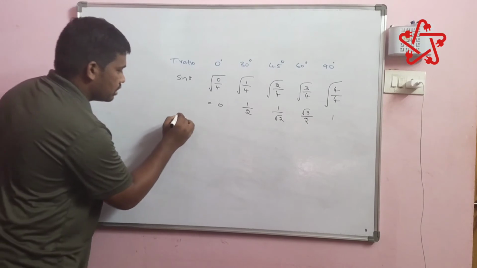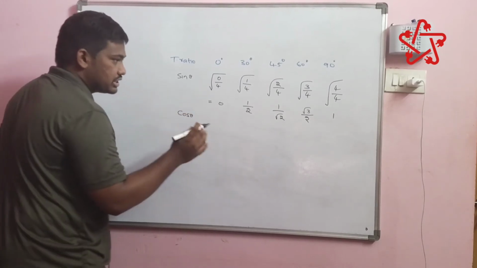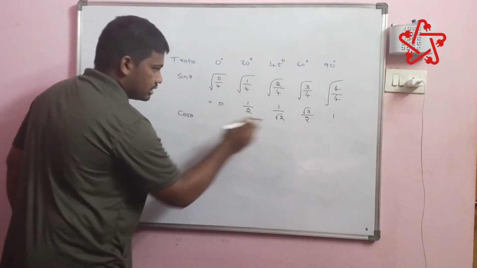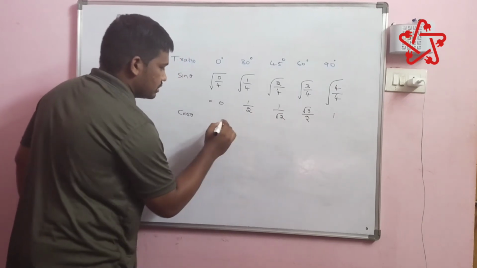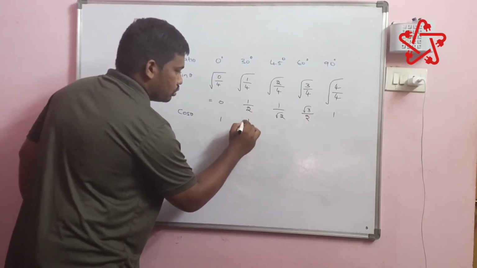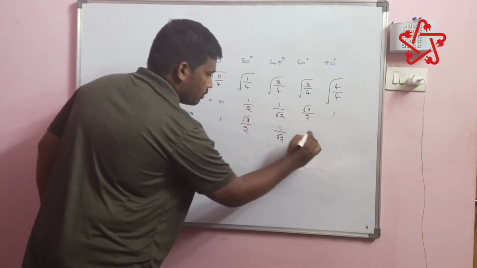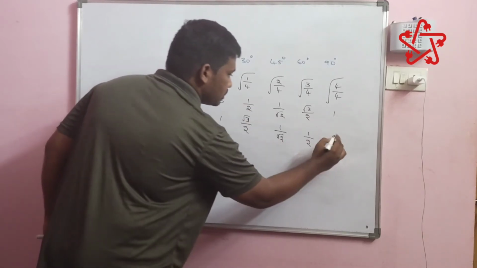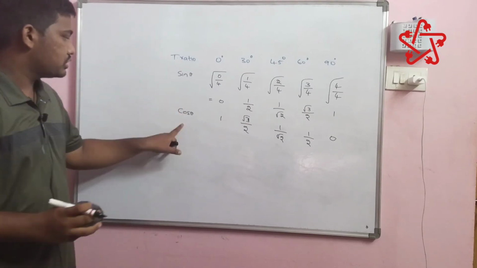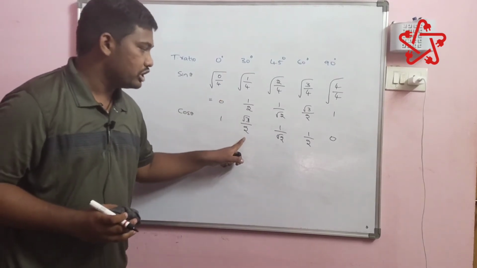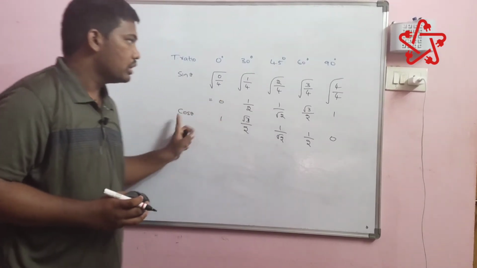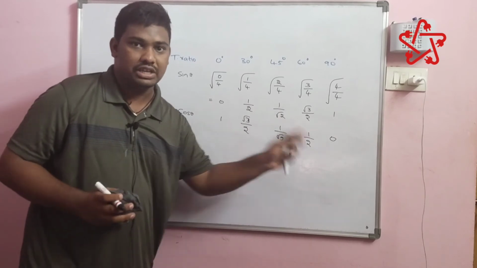Then coming to cos theta. Cos theta is completely reversed, if we write from this side to this side: 1, root 3 by 2, 1 by root 2, 1 by 2 and 0. So therefore cos 0 is 1, cos 30 is root 3 by 2, cos 45 is 1 by root 2, cos 60 is 1 by 2, cos 90 is 0.